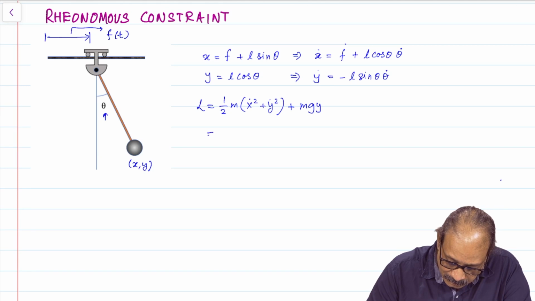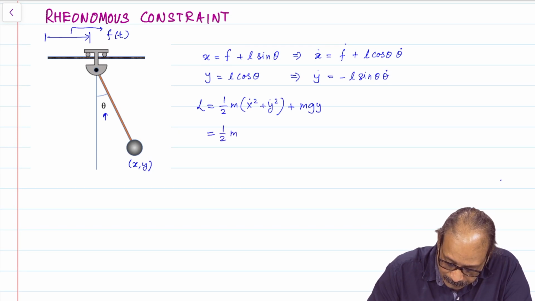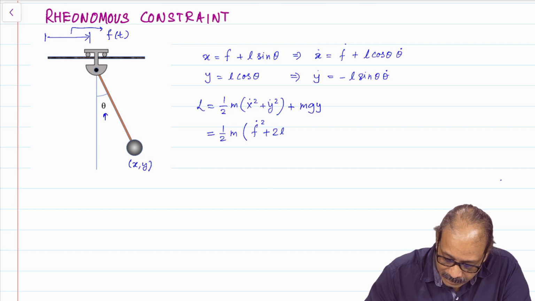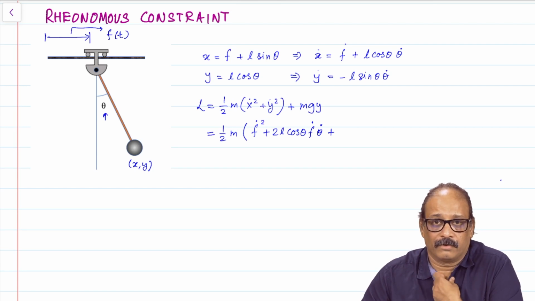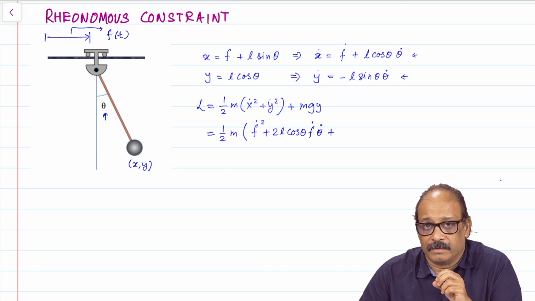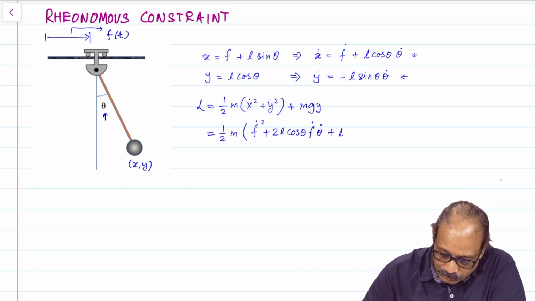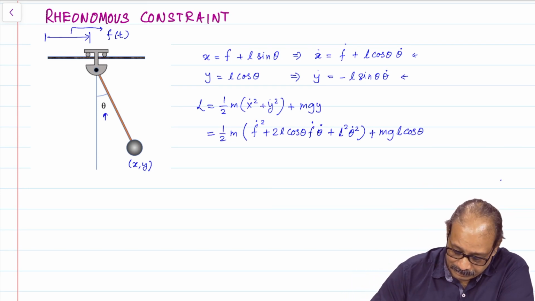Now, write this in terms of the generalized coordinate theta. So, that would be half m, and this would give you f dot square plus 2 times L times cos theta f dot theta dot plus I would get L square cos square theta as a coefficient of theta dot square, which is coming from here, and L square sin square theta coming from the second equation. We can immediately see that this adds to L square theta dot square, and plus m g L cos theta. Okay. Now, let me do the steps one by one.